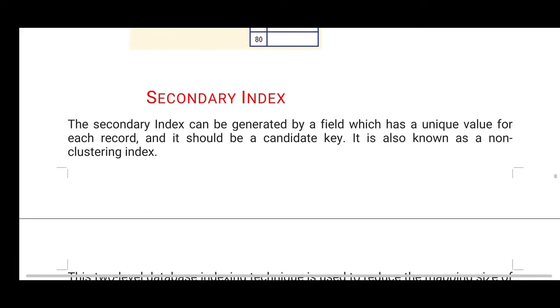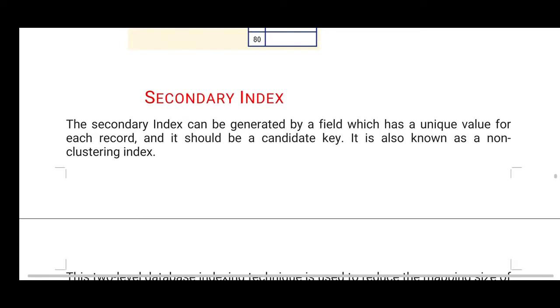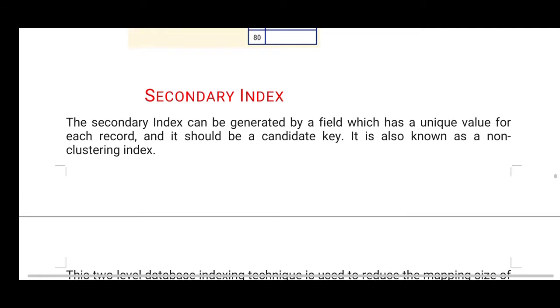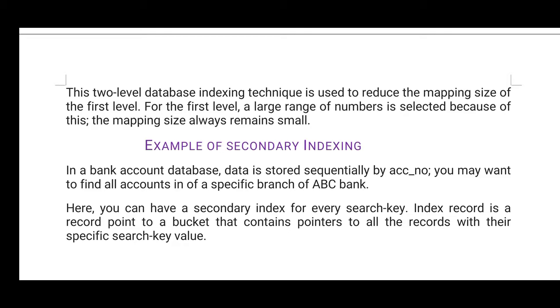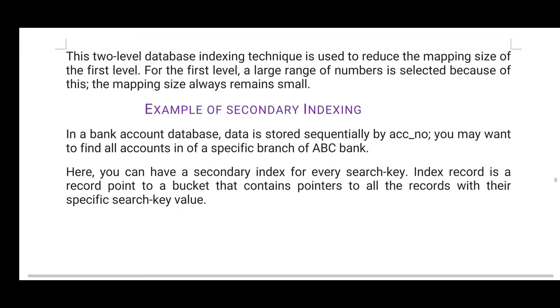The next one is secondary indexing. It is generated by a field which has unique values for each record, and it should be a candidate key. It is also known as a non-clustering index. This two-level database indexing technique is used to reduce the mapping size.